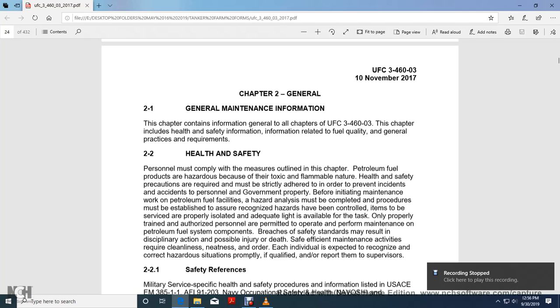Chapter 2, General. 2-1, General Maintenance Information. This chapter, UFC 3-460-03, includes the health and safety information related to fuel quality and general practice requirements.